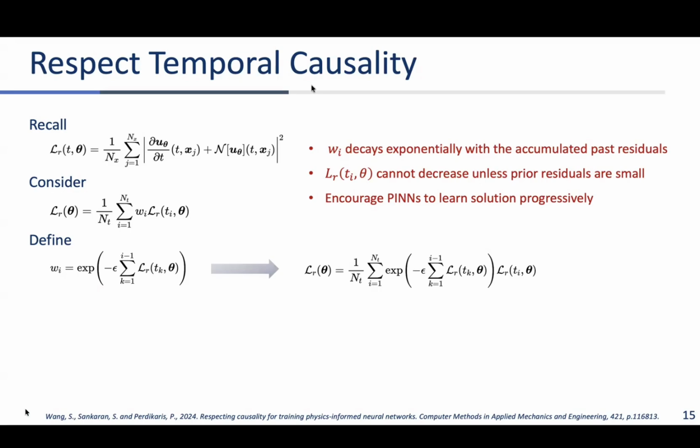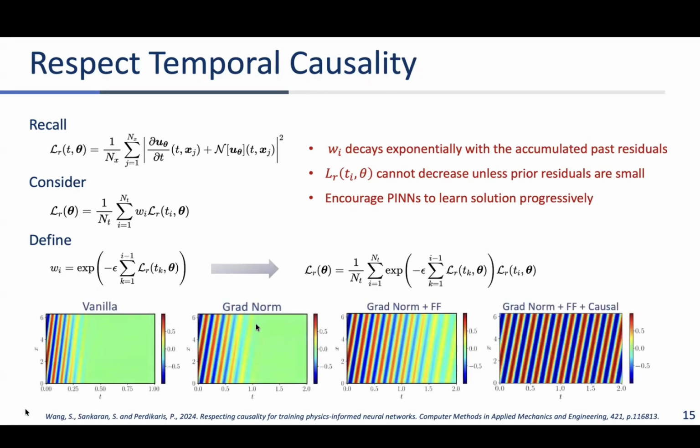Okay, now let's see what happens if we apply this causal weighting scheme in PINN training. The results are summarized at the bottom. You see, combining all those techniques together, with the gradient normalization weighting scheme, random features, and causal weighting, this time we get a pretty good agreement with the reference solution.